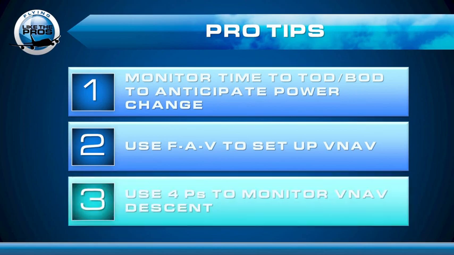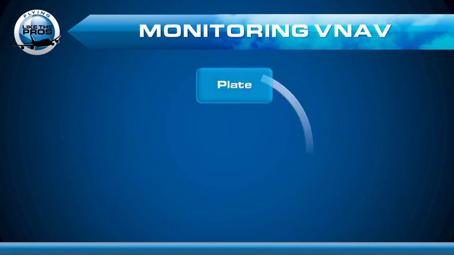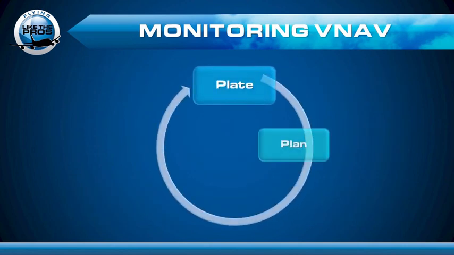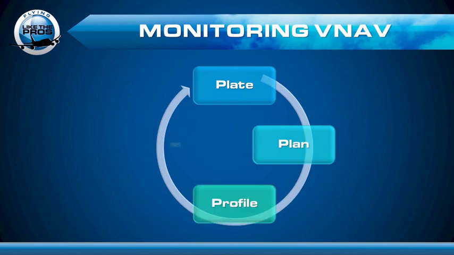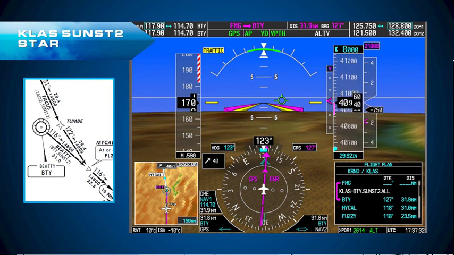Pro tip number 3 is I'm going to use the 4 Ps to monitor VNAV during the descent. The 4 Ps is a continuous cycle starting with plate. It goes plate, plan, profile, and posted altitude. So let's show you the 4 Ps in action.